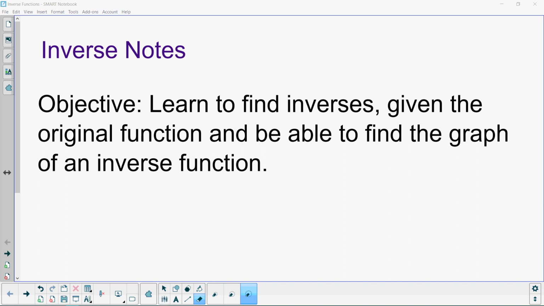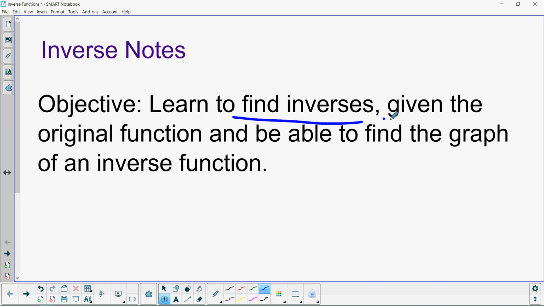We are going to be talking about inverses of functions today. There are two things that you are responsible for learning from this video. The first thing you need to learn is what an inverse is. We need to get a definition. After we know what inverses are, we're going to learn how to find them if I give you an equation.